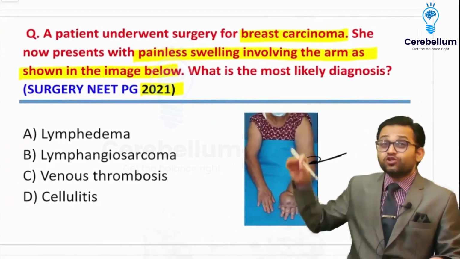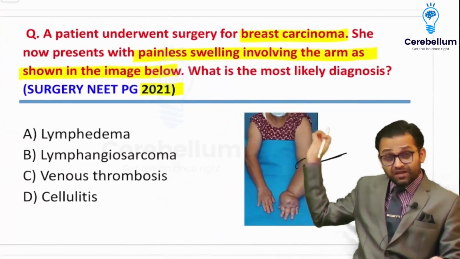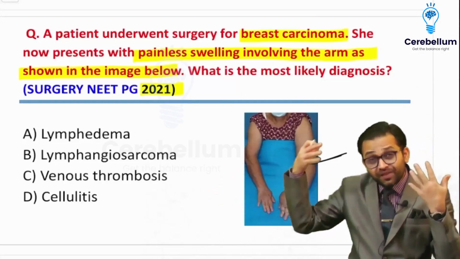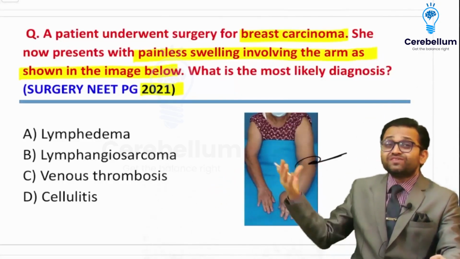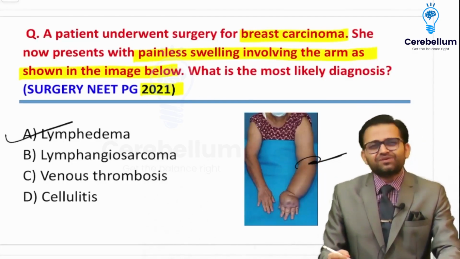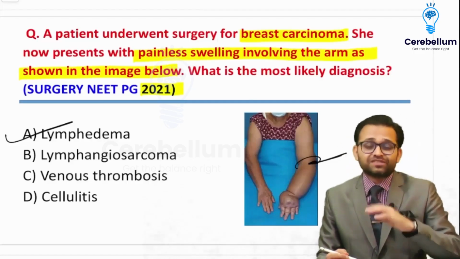So during that you are removing the lymphatics, lymph nodes, so the lymph is not draining to the main circulatory system, so lymph is getting accumulated. Answer is lymphedema. Please go for the surgery. But yes, anatomy basic points are important.